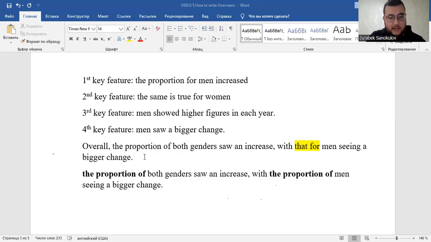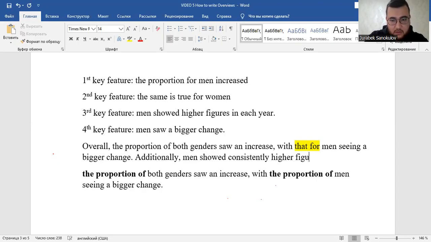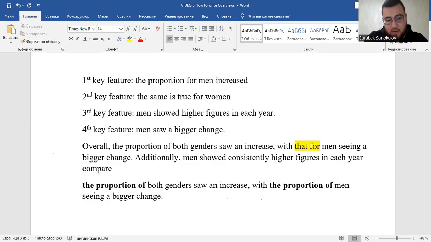Okay. Now let's move on. I included this and this and this. Now I need to include this as well. Additionally, men showed consistently higher figures in each year compared to their female counterparts.